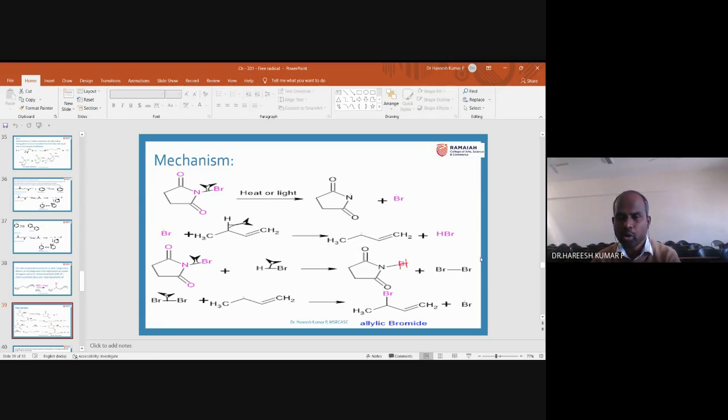The obtained bromine molecule reacts with the allylic radical. So this is a radical, and bromine undergoes homolytic cleavage. So the allylic position is brominated, giving rise to allylic bromide as the product. So this is important, more particularly allylic bromination using NBS. You can also observe that there is no other product, only one product.